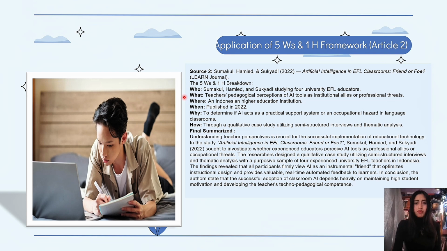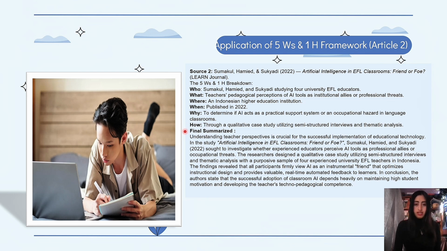What? Teachers' pedagogical perceptions of AI tools are studied as professional allies. Where? Indonesian higher education, published in 2022. And why? To determine if AI acts as a practical support system or an occupational threat in the language classroom. And finally, how? Through a qualitative case study utilizing semi-structured interviews and thematic analysis.